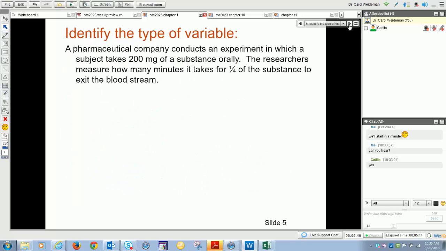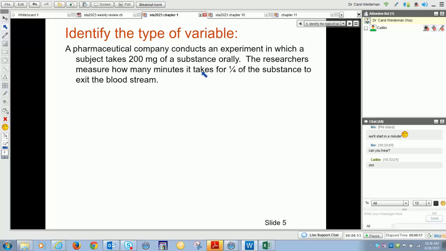Okay, so let's go through some examples of the kinds of problems that you're going to see from this chapter. A pharmaceutical company conducts an experiment in which a subject takes 200 milligrams of a substance orally. The researchers measure how many minutes it takes for 1/4 of the substance to exit the bloodstream. And we want to know what kind of variable is being measured here, and if it's quantitative, the kind of unit. So what are they measuring in this study? What are they going to measure? They're measuring the minutes it takes, right?